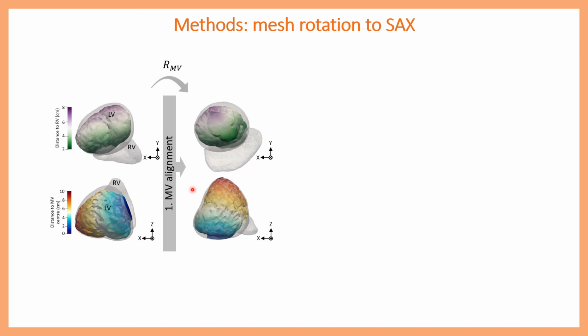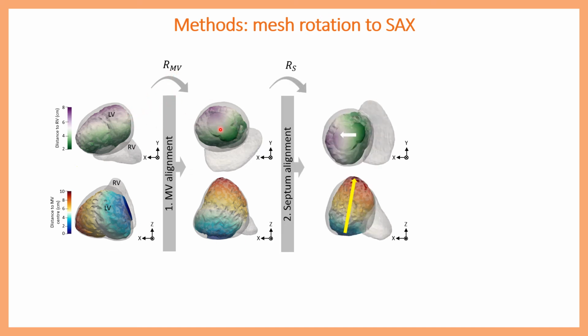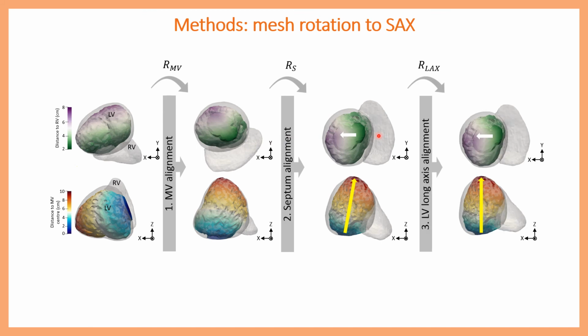So with the first alignment, we align the mitral valve, so this part goes here. With the second alignment, we align the septum, so it's just the relative position of the right ventricle with respect to the left ventricle, so we align this to this. And with the last alignment, we align the left ventricle long axis. So we had this before, and after the alignment, we have this completely aligned along the Z axis.